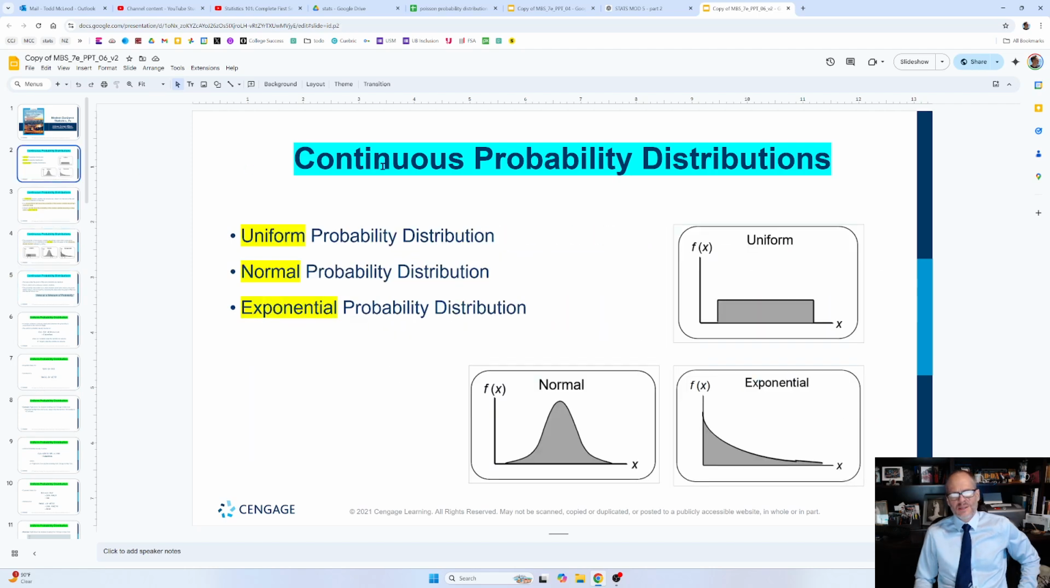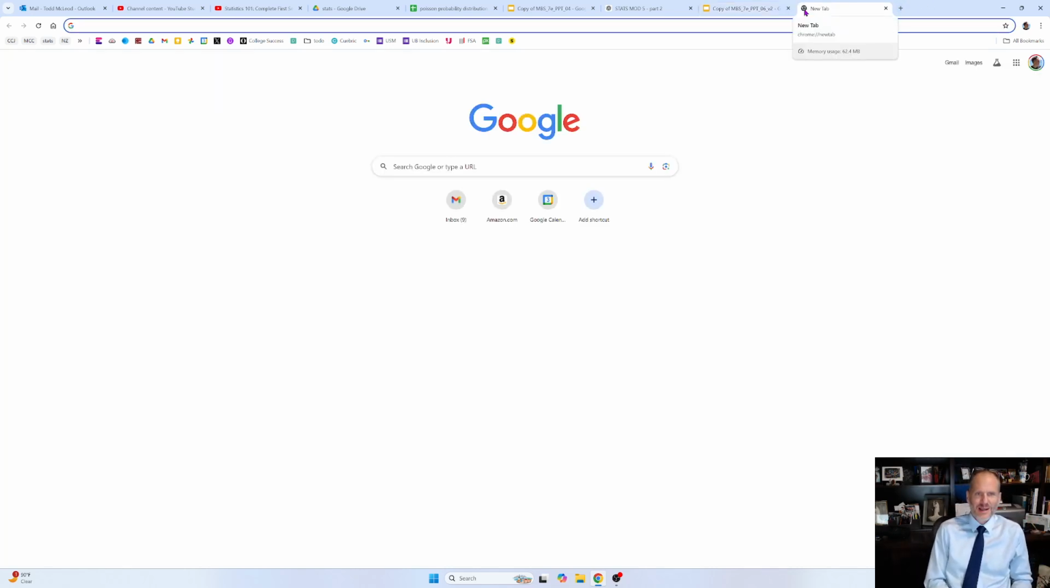And continuous differs from discrete in the sense that discrete are whole numbers, like when you're measuring the number of customers coming into your store, you're going to measure whole numbers. And I've got to look up what is a whole number.